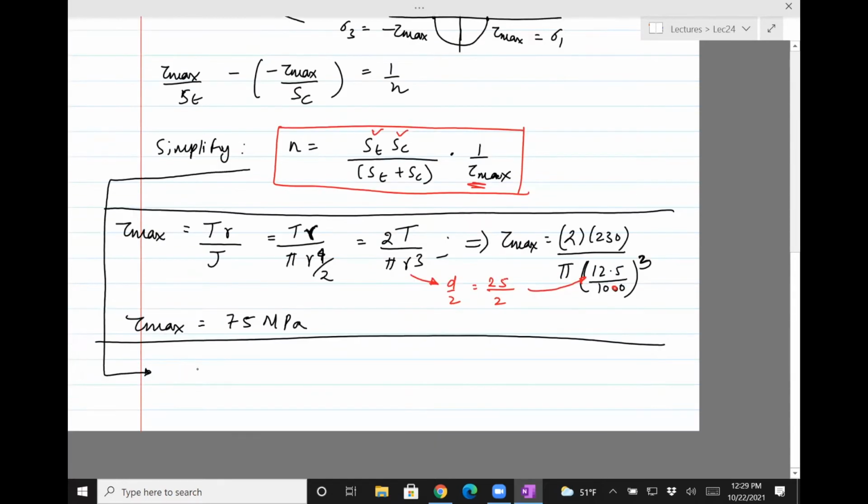The last thing left is to take this formula and sub in the values, right? N equals St is 160 and Sc is 170. So 160 times 170 divided by 160 plus 170, times 1 divided by 75. Since all the units are in MPa, I don't really need to convert anything. It all will work out non-dimensional. That's the answer.